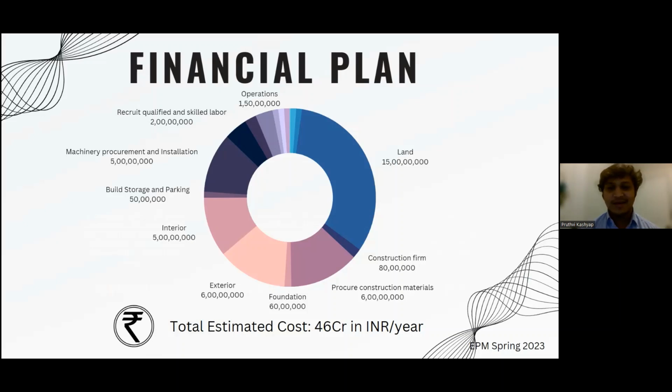Recruiting qualified skilled labor and testing them is estimated to be 2 crores. Operational cost comes up to 3 crores, which includes transportation, testing, quality control, logistics, and maintenance. And overall projected cost is estimated to be 46 crores per annum. Moving on to the next slide.